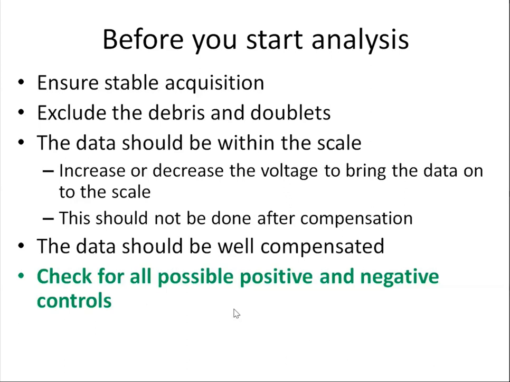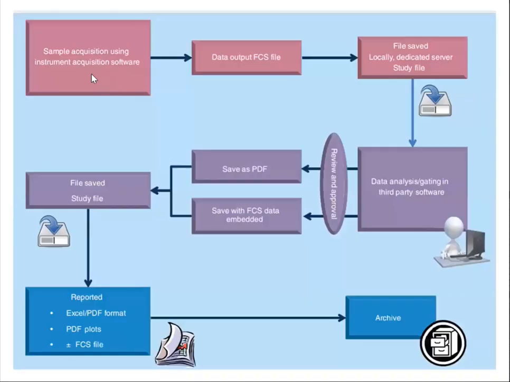Check for all possible positive and negative controls. This is very important. Whenever people ask my opinion on some of their plots, they send me the plots only with the blasts. But how do I know, without any controls? So there should be an internal positive control gated along with the lymphocytes. That will help me to interpret the marker. Okay, so this is how it is.